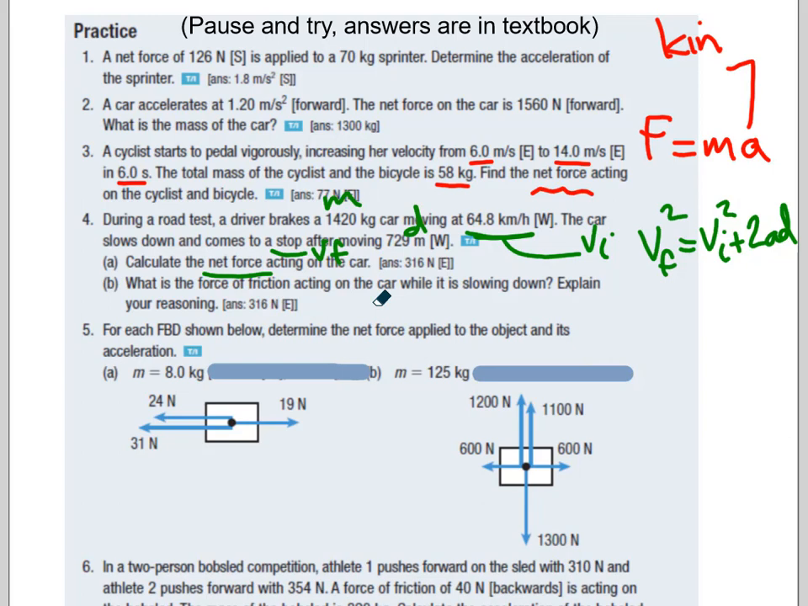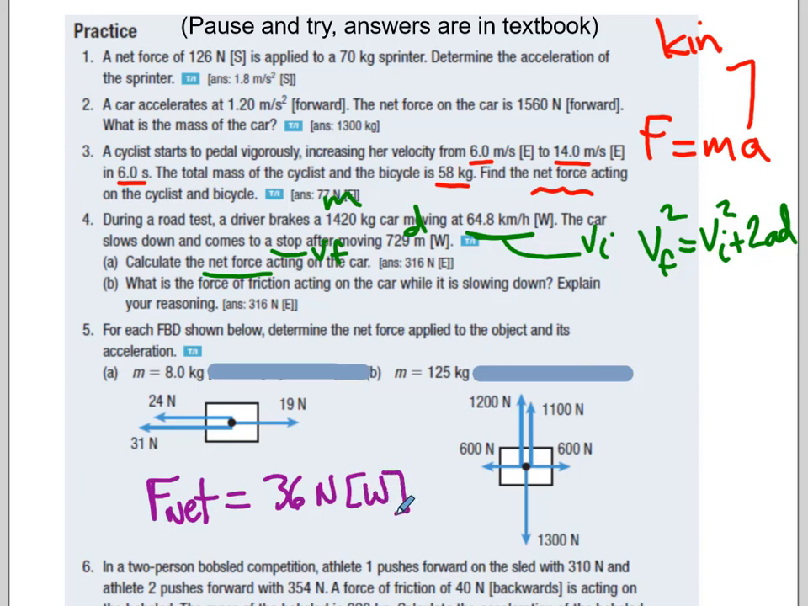Number 5, for each free body diagram below, determine the net force applied to the object and its acceleration. So we'd first have to find the net force, our F net here. We can sum that up. It's going to be 31, 55, 45, 36 newtons. Let's say it's to the west.